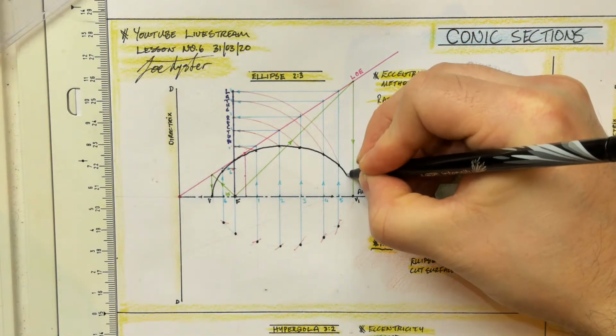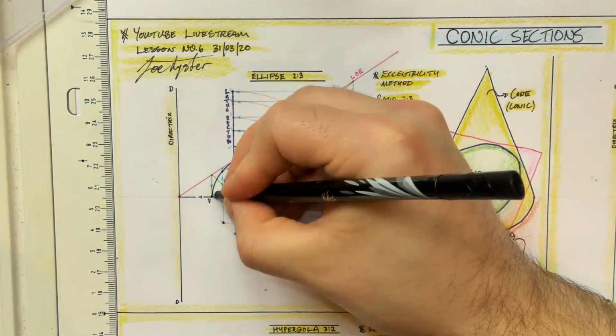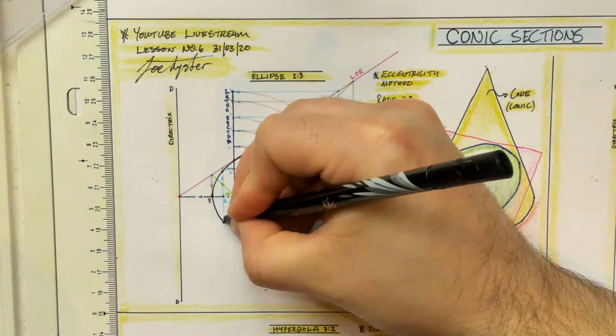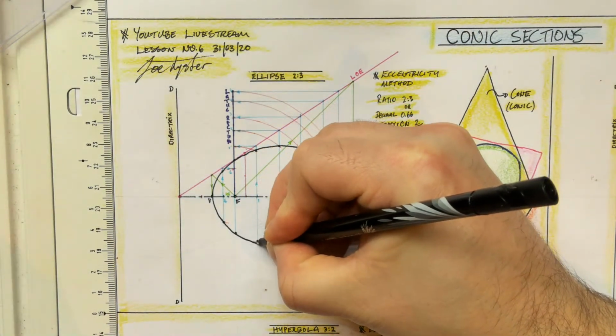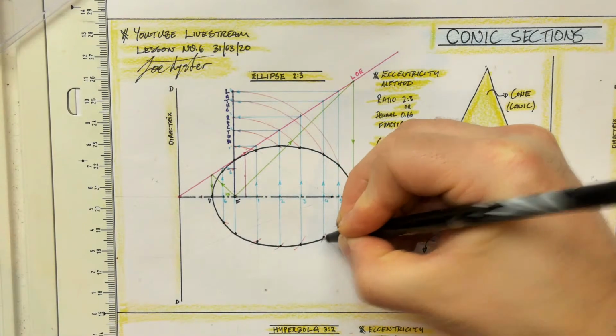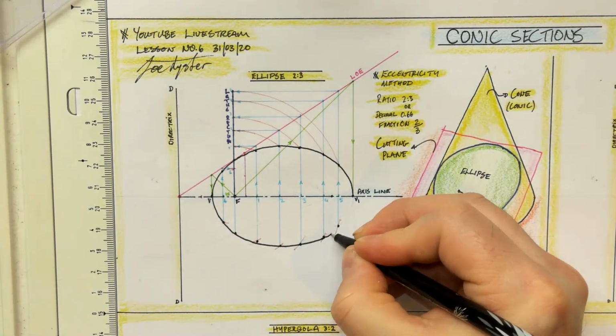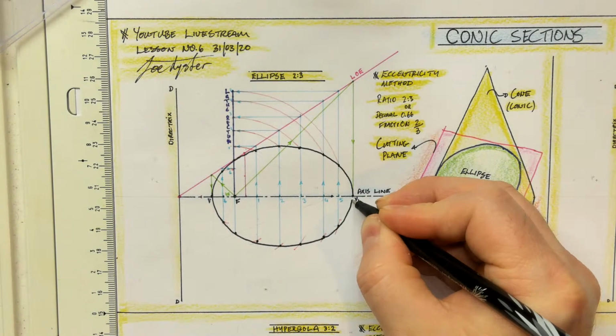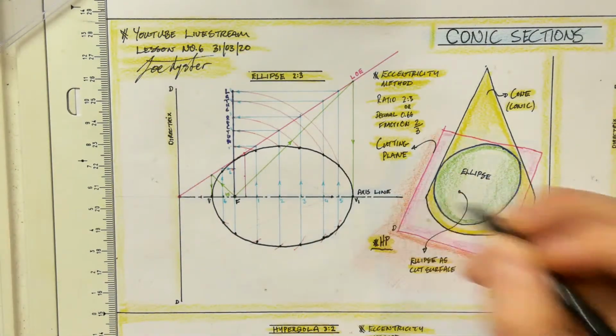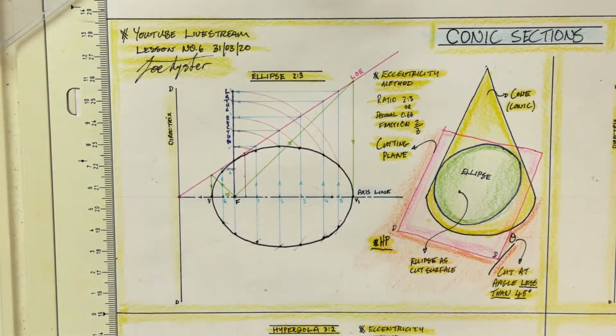All the way around. Again, I'm always looking at the point ahead of me. I mentioned that yesterday in the structural forms lesson. And all the way around. Now there's my ellipse there. All right, job done.